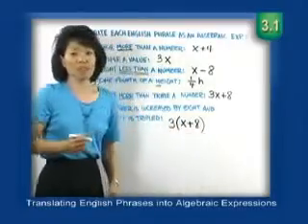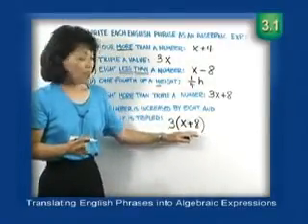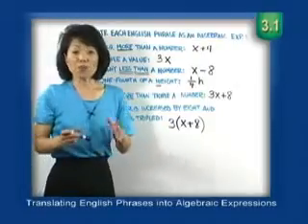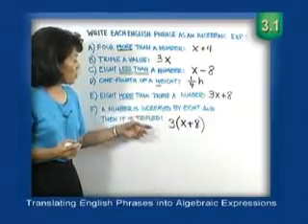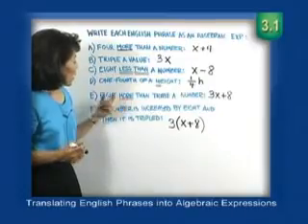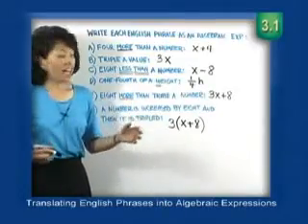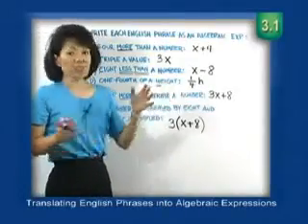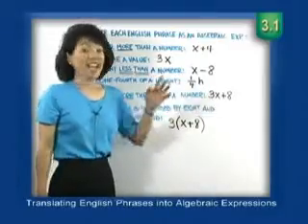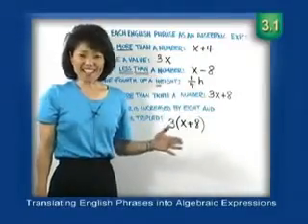So we're going to multiply the expression x plus 8 by 3. So what's the difference between these two last problems? In the first one, we have the number 8 more than, and notice it says triple a number. Triple the number, 3x, 8 more, plus 8.